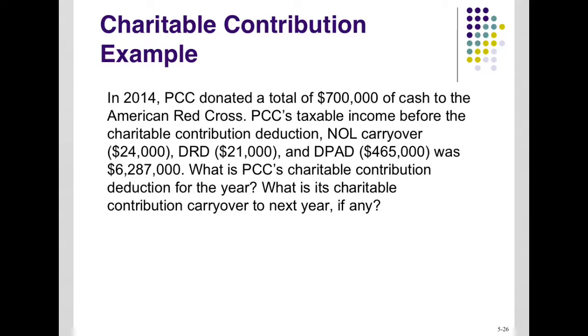All right. Let's see an example. In 2014, PCC, a C corporation, donated $700,000 in cash to the American Red Cross. Its taxable income before the charitable contribution deduction, NOL, and all the other things on the other slide that you have to add back, is to be figured out. And so the question will be, what is PCC's charitable contribution deduction for the year, and what is its carryover, if any? So let's see how it works out. Let's see if I can do it. What is its taxable income?